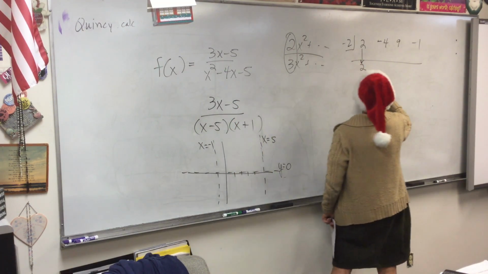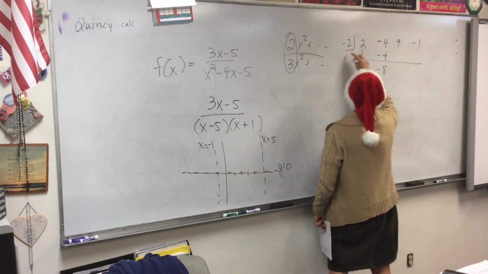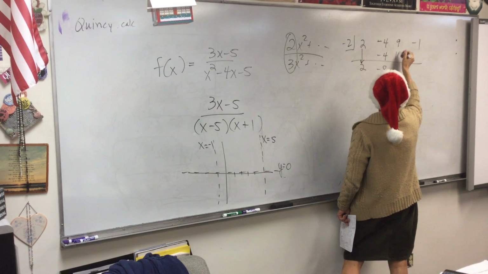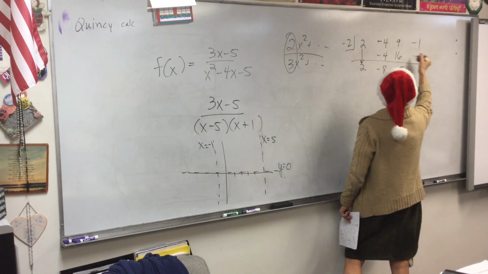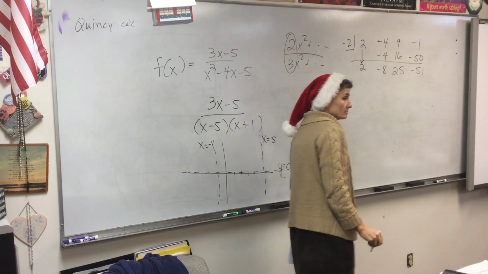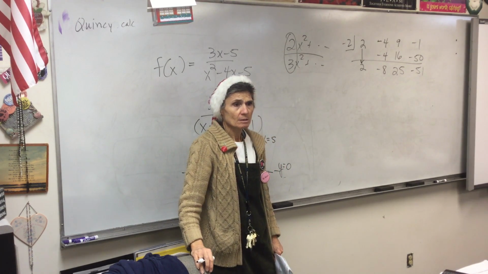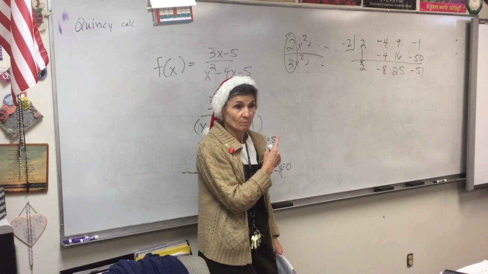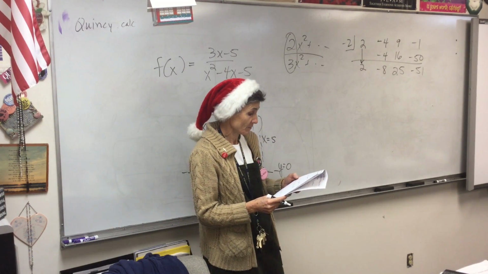Now, -2 times 2 is -4. Add. -2 times -8 is 16. Add. -2 times 25 is -50. Add. What did I do that for? To find the remainder. So, what's the remainder? -51. The remainder is -51.